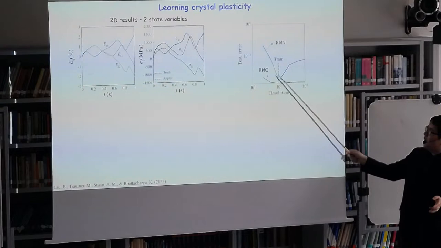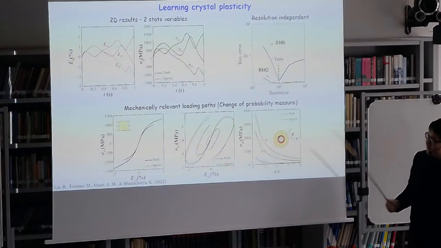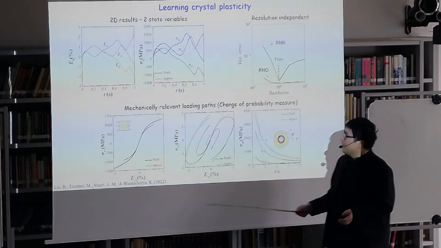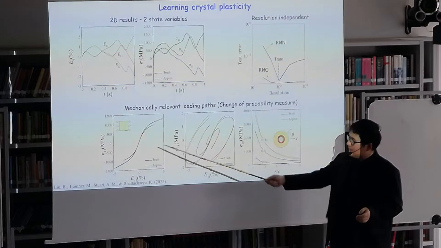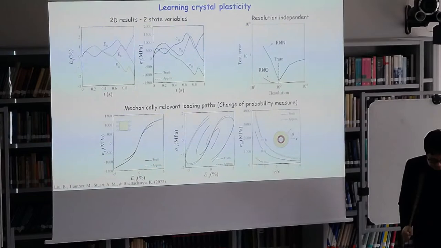And of course, this result is generalizable, and we can test it. We train it with random paths like this, and we can test it with loadings from a different probability measure. It still works, and you can see that this is testing in simple tension, this is tension compression, and this is cavity expansion. So in all these cases, it works nicely.